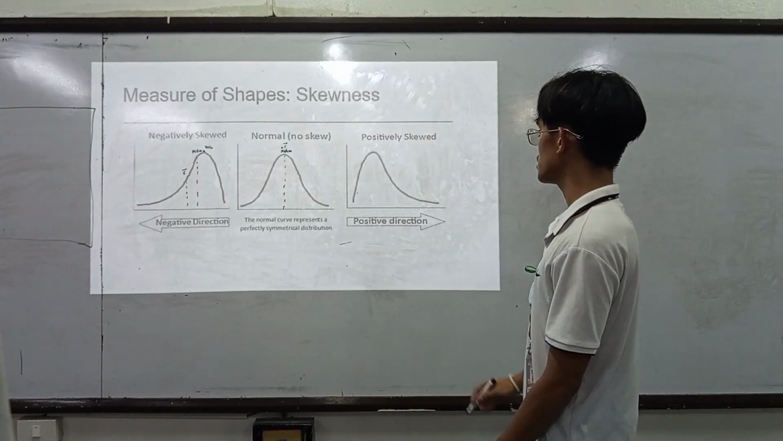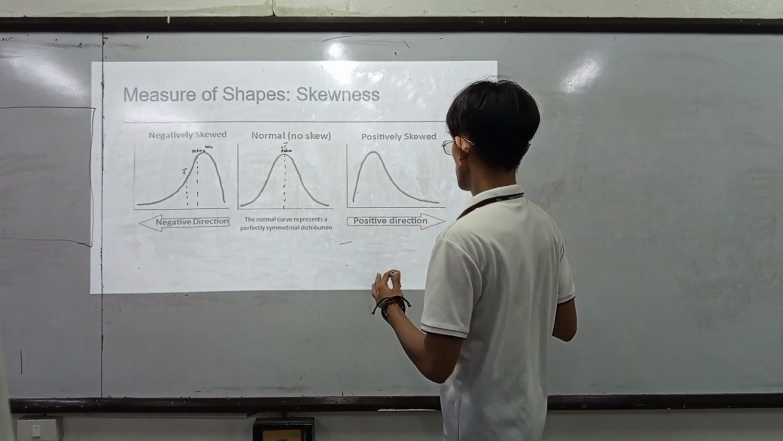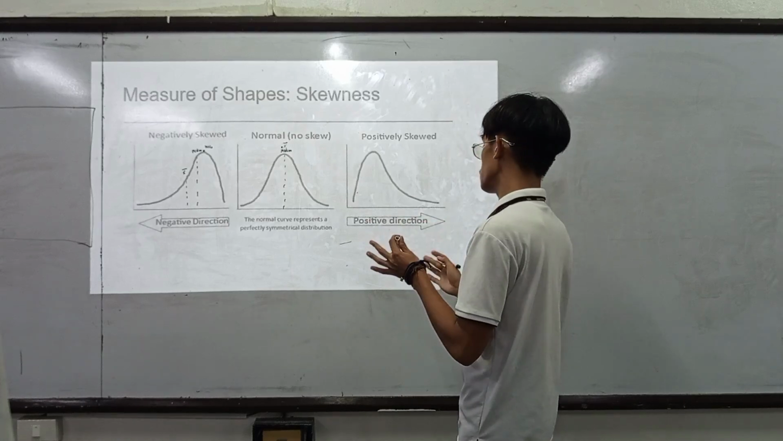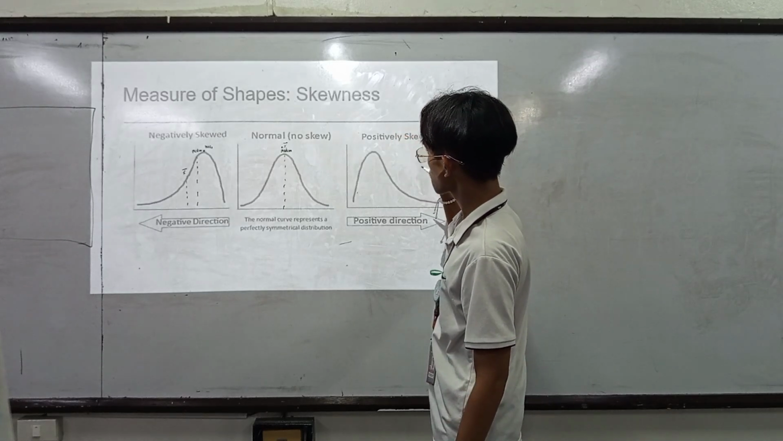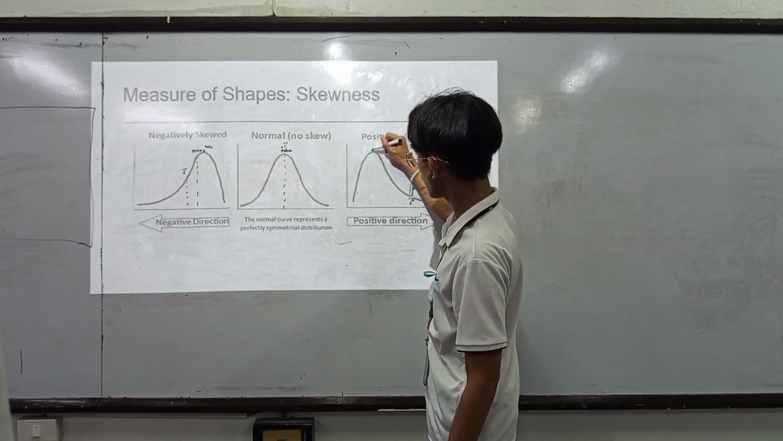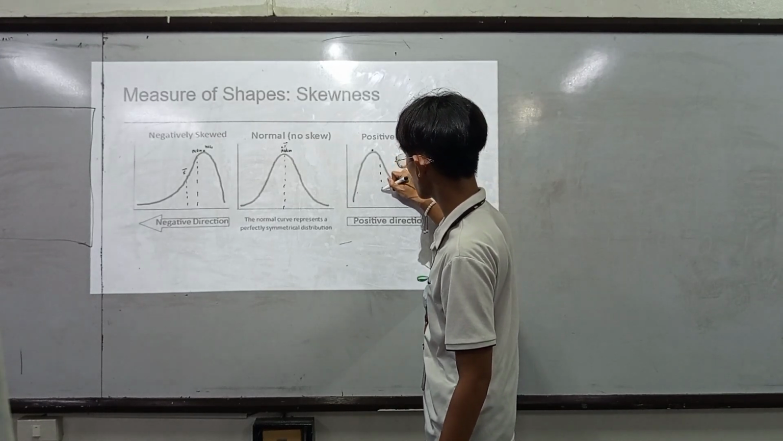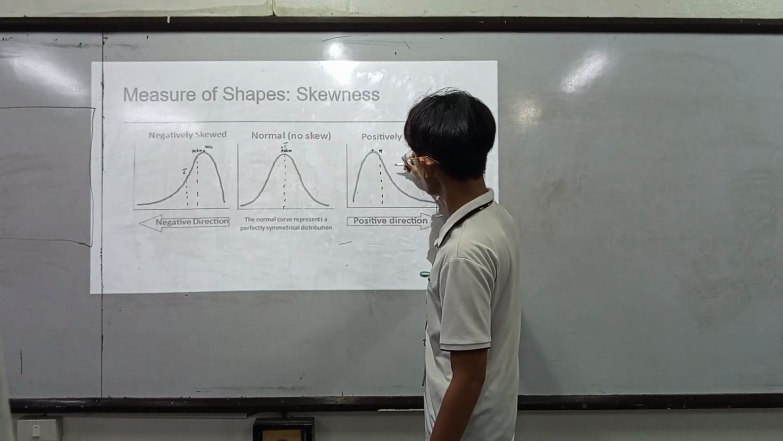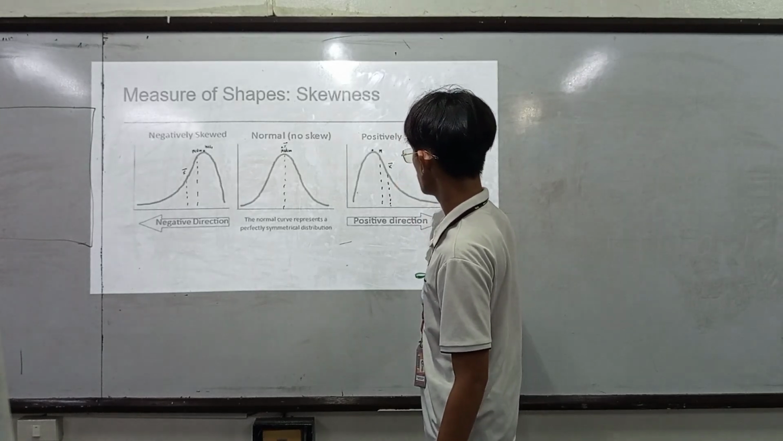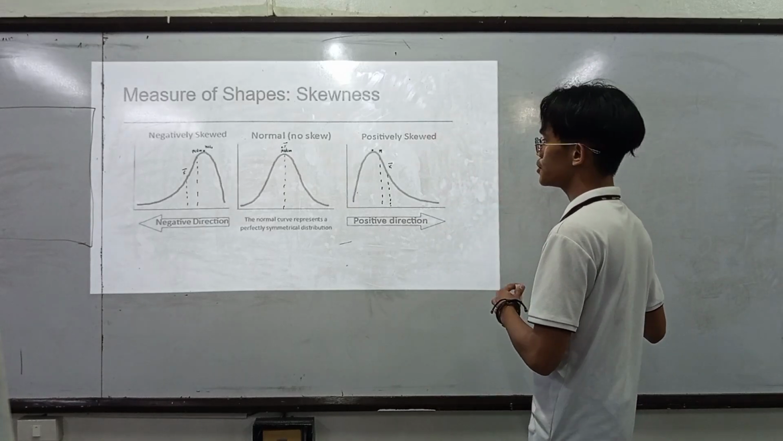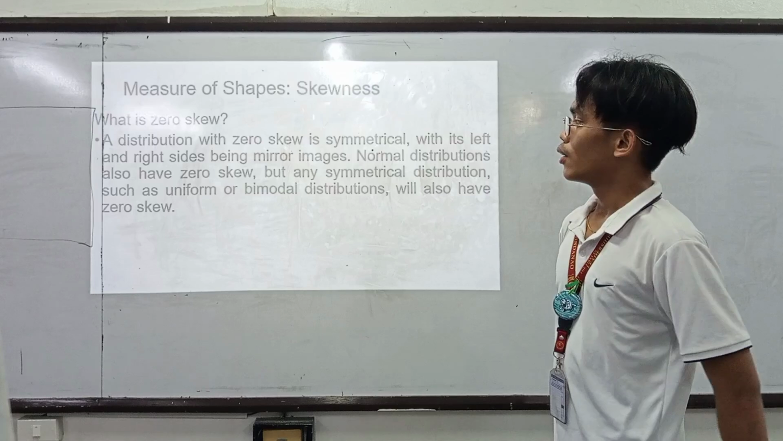Now, let's proceed to positive skew. And as I have said earlier as well, the positive skew and its tail will be extended here on the right side of the curve. Now, your mode will be located here at the peak of its curve, and your median will be somewhere here on the right side of the curve, and your mean will be located here on the right side of your median. It means that the value of your mean is larger than the value of your median.